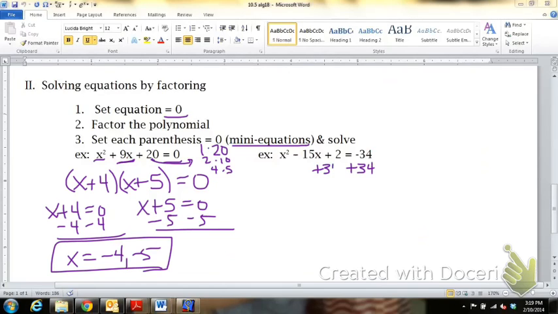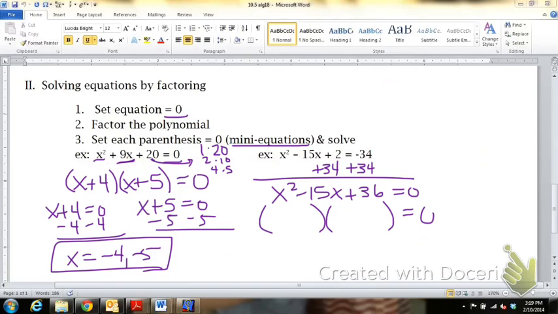Okay, now this one does not equal 0, so let's make sure I make it equal 0. So add 34. X squared minus 15x plus 36 equals 0. Now I need to factor this. So I give my two parentheses. X squared is x and x.